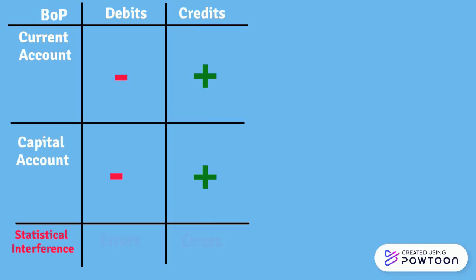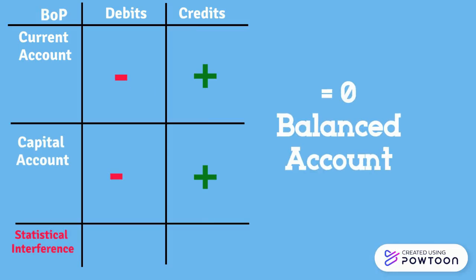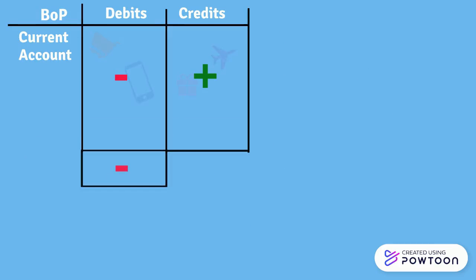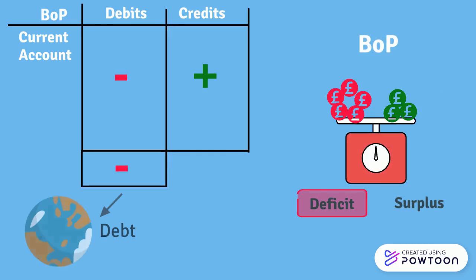So if the balance of payments always sums to zero, why do we see reports about balance of payments deficits or surpluses all the time? Well, this points to imbalances in the current account. When in a current account deficit, the debits outweigh the credits, meaning the country is borrowing from the rest of the world. A surplus is the opposite.